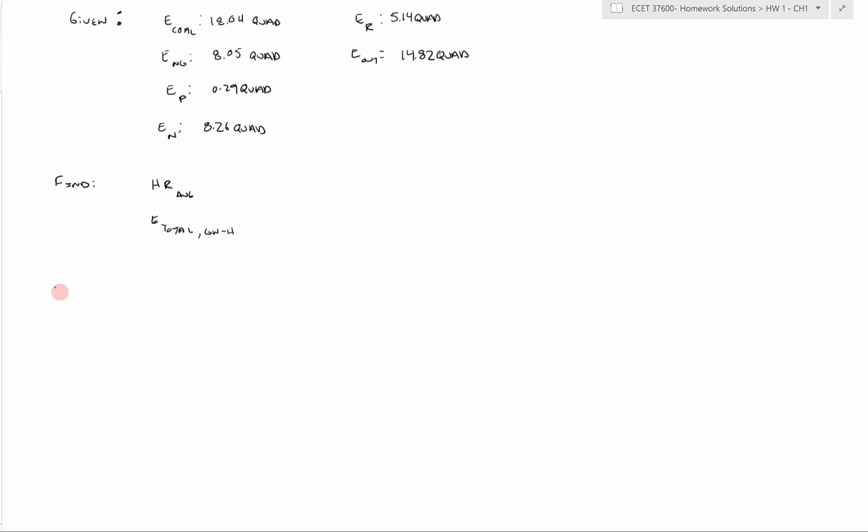Okay, so we'll solve that second one first. The E total, the total energy consumed in input fuel sources, is just going to be the sum of E across the different sectors of fuels. So I'm just going to add those up, right? That was 18.04 quad plus 8.05 plus 0.29 plus 8.26 plus 5.14, and you get 39.78 quad in 2011. That was the input fuel.